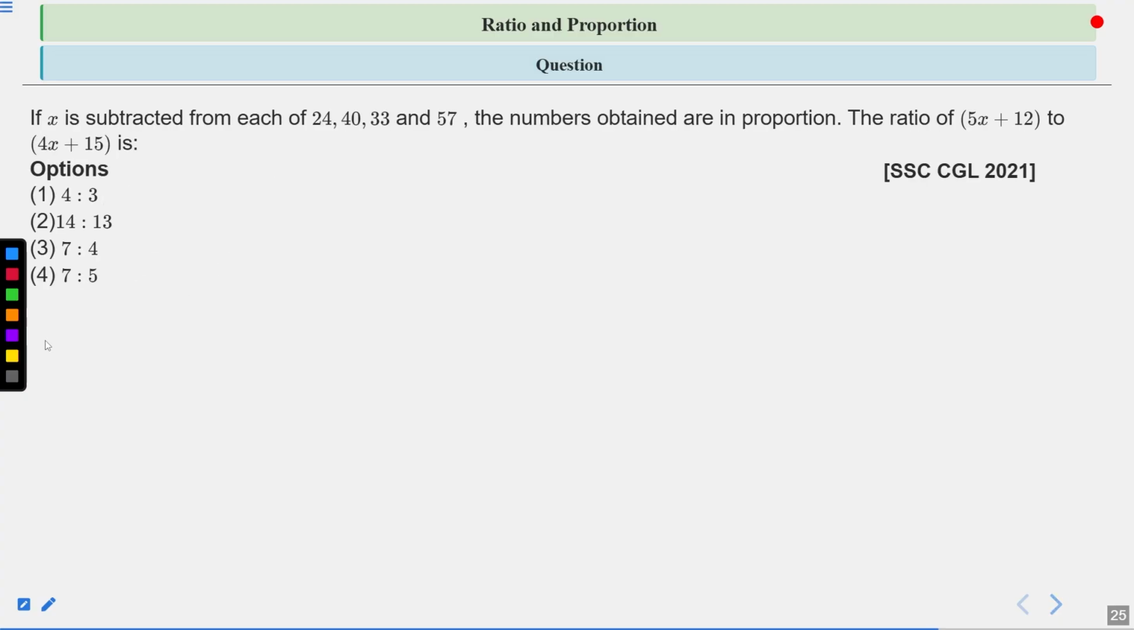If x is subtracted from each of 24, 40, 33 and 57, the numbers obtained are in proportion. The ratio of 5x plus 12 to 4x plus 15 is. And this question was asked in SSC CGL exam 2021. So there are 4 options. First one is 4:3. Second is 14:13. Third option is 7:4. And fourth one is 7:5. Now you have 10 seconds to analyze the question. Your time starts now.